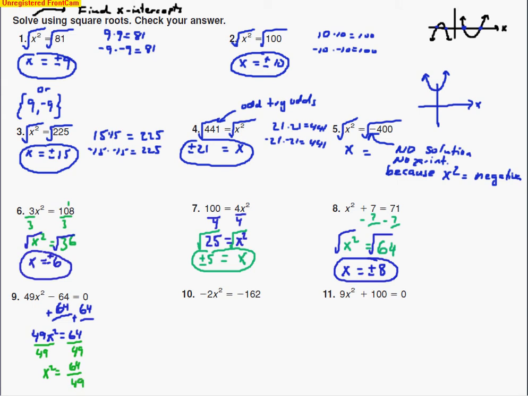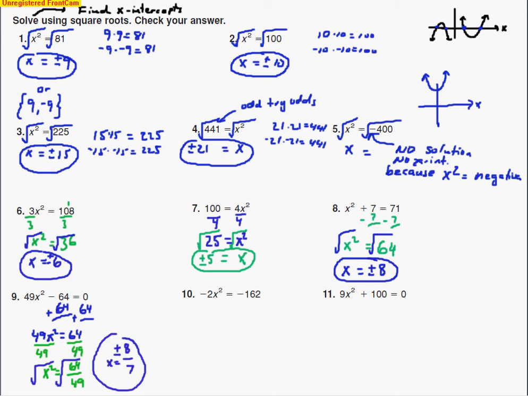And so when I go ahead and take the square root of both sides, I end up having a fraction as an answer. But remember, there's 2 answers. Just take the square root of both numbers. Square root of 64 is 8. The square root of 49 is 7. But remember, there's 2 answers, either positive or negative 8/7.